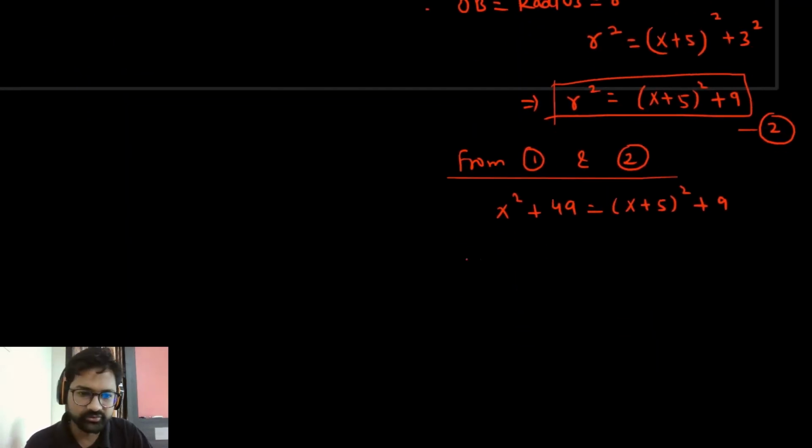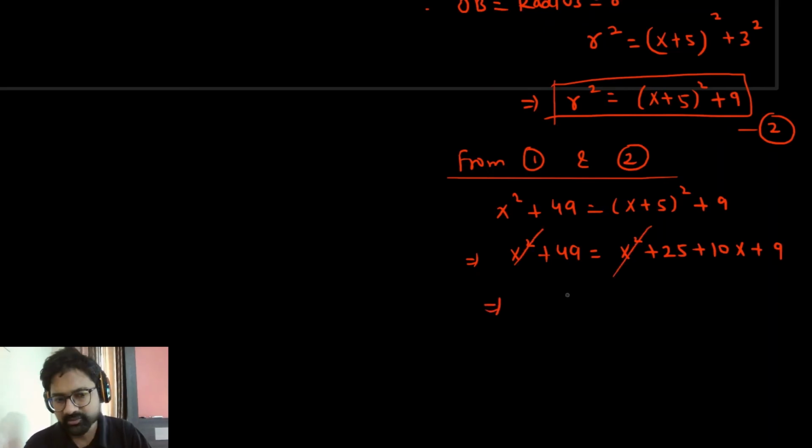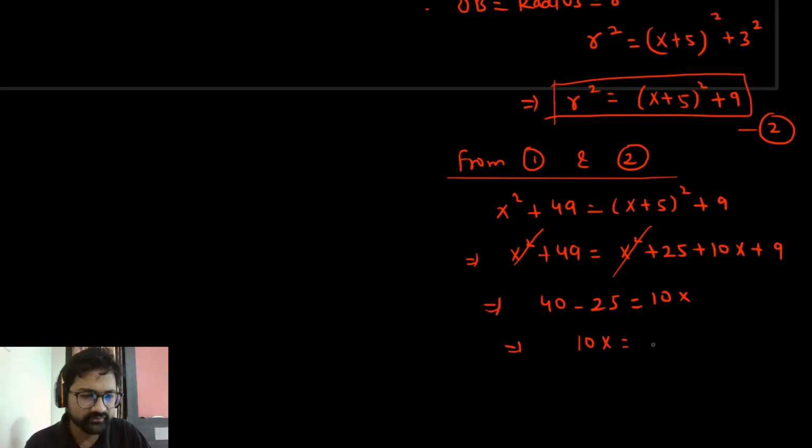All we have to do is use a couple of identities over here. So I think the identity is going to look like x square plus 49, and that's going to be equal to x square plus 25 plus 10x, and this is plus 9. So x square and x square is cancelled, bringing 25 and 9 over on the other side. So I think we are left with 40 minus 25, that is equal to 10x. If we flip the equation, then 10x is 40 minus 25, I think that's 15. So the value of x has got to be 1.5.